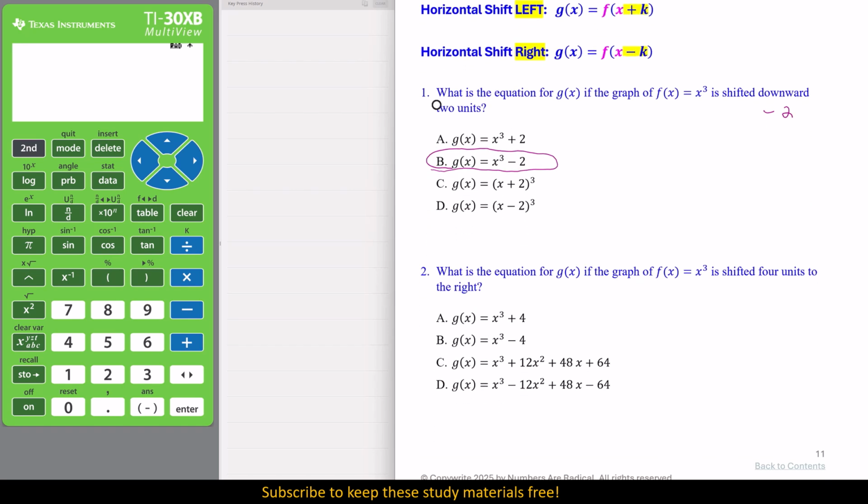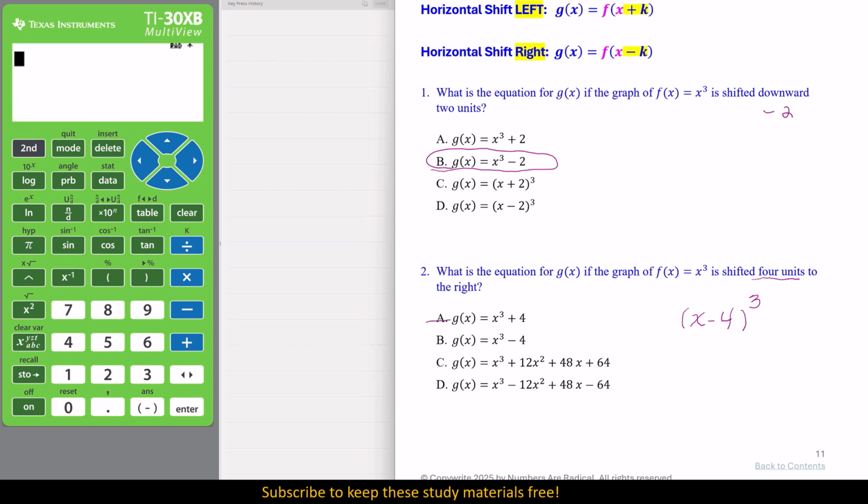All right, let's go to number 2. What is the equation of g of x if the same function, f of x equals x to the third, is shifted 4 units to the right? Well, that's the last one. What we're doing is taking the x, and to the right we subtract whatever that is. It says 4 units, so that would be x minus 4, but it's within the parentheses.